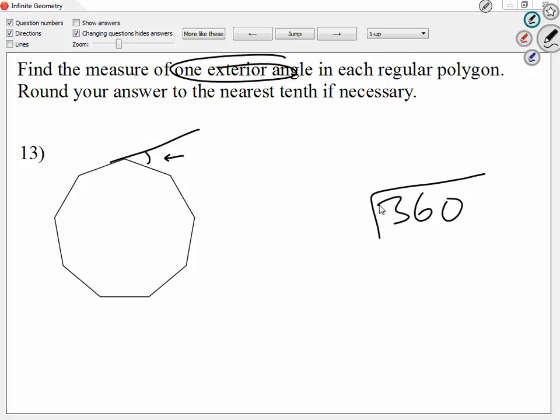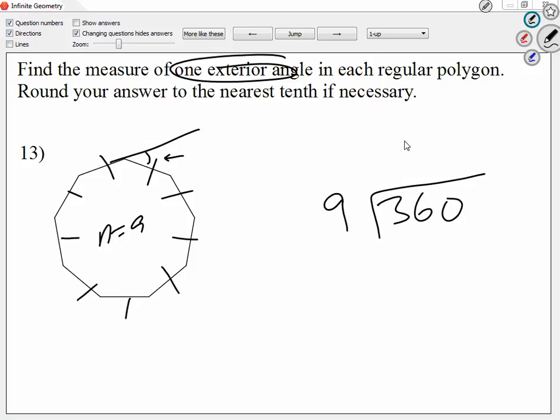I have to divide it by how many I have. So let me count the sides. There's 1, 2, 3, 4, 5, 6, 7, 8, 9. So let me divide this by 9. How much is 360 divided by 9?